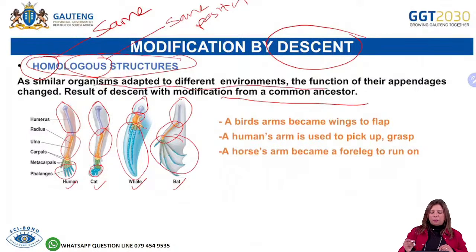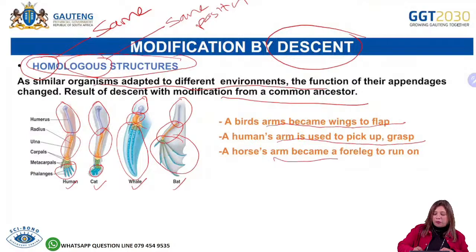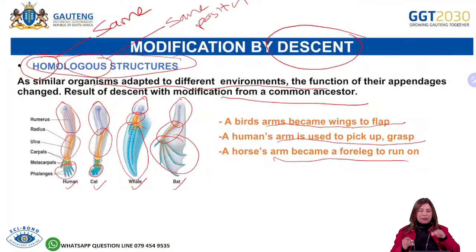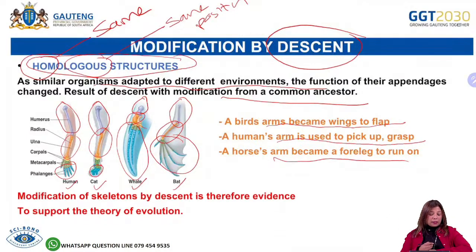Okay, so birds' arms became wings to flap. A human arm is used to pick up and grasp, like what I'm doing right now. A horse's arm became a foreleg to run on. Remember, horses, we call them legs, but they're actually forelegs and hind legs because they're in front and behind. So this basically leads us to believe that modification of skeletons, remember skeletons have to do with bones, by descent is therefore evidence to support the theory of evolution.